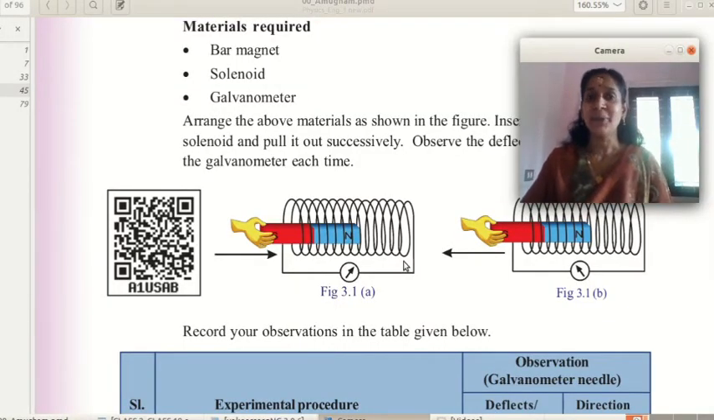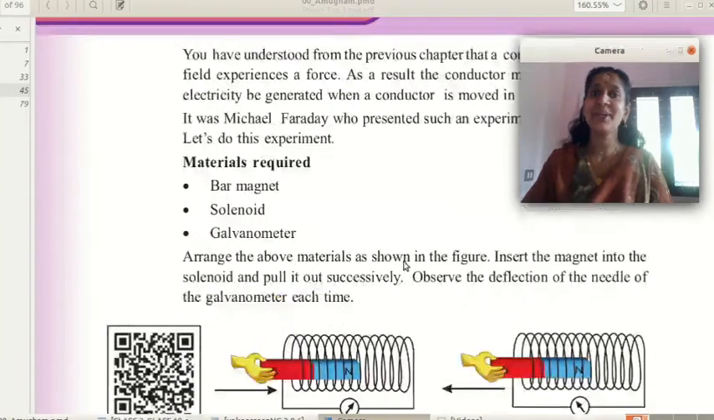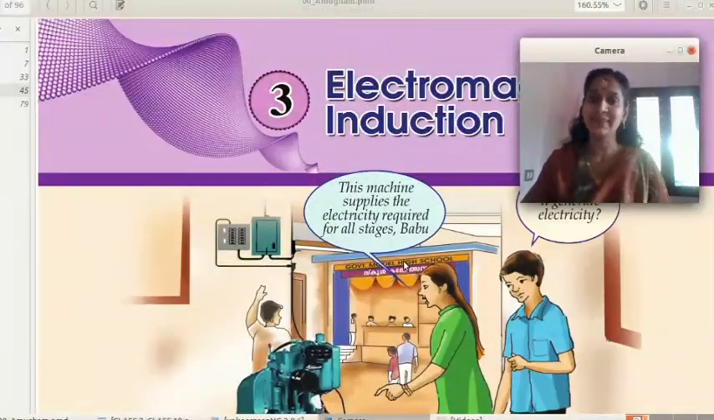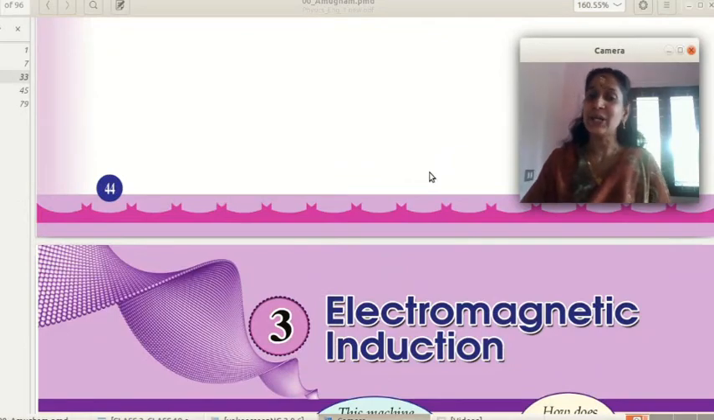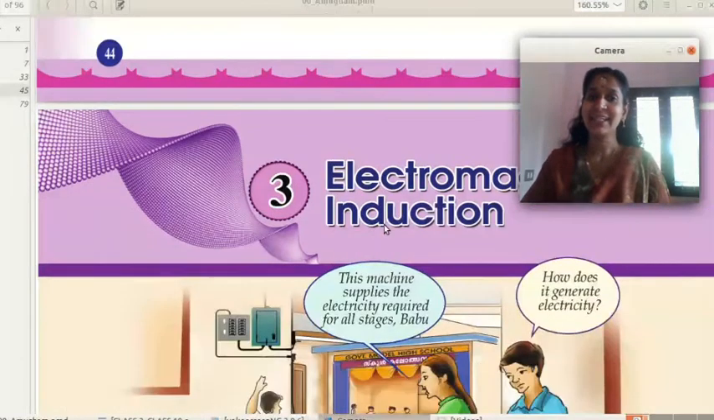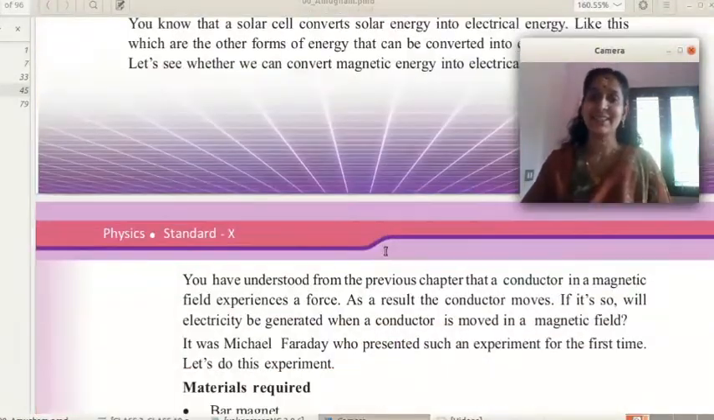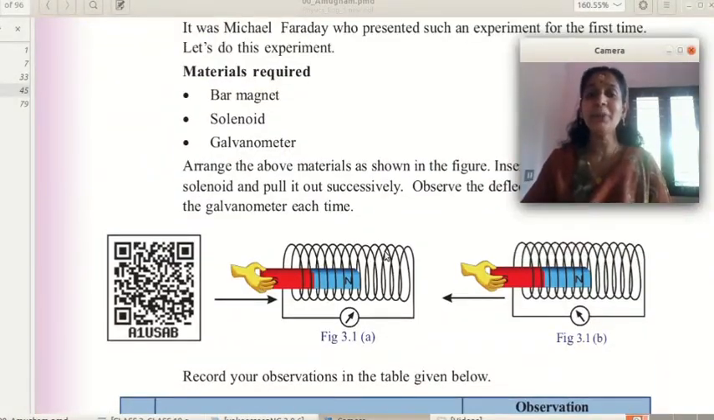Let us start our class. We are going to study the lesson Electromagnetic Induction. This is our second class. In the previous class, we studied this experiment. I think all of you understood well.